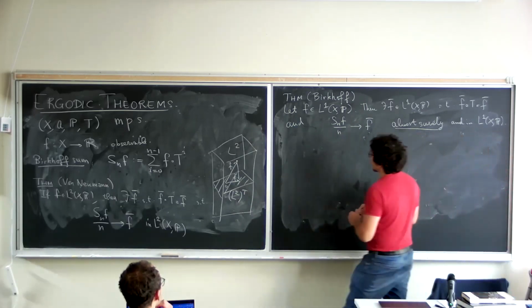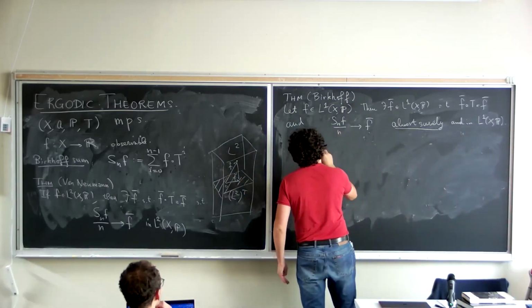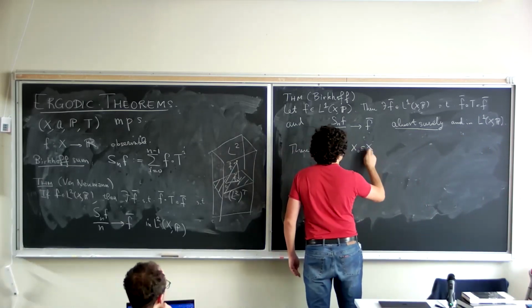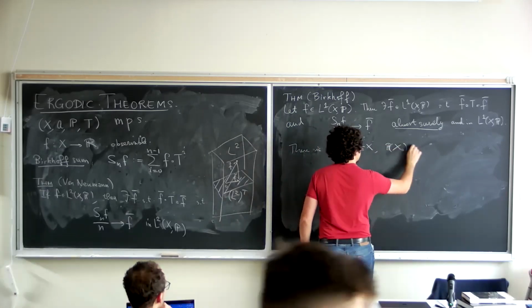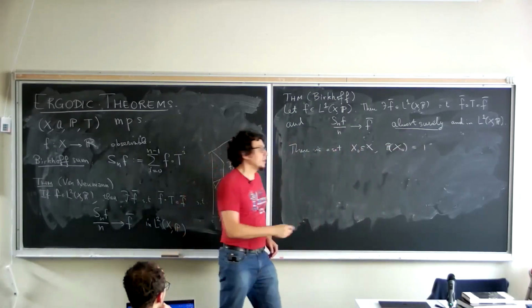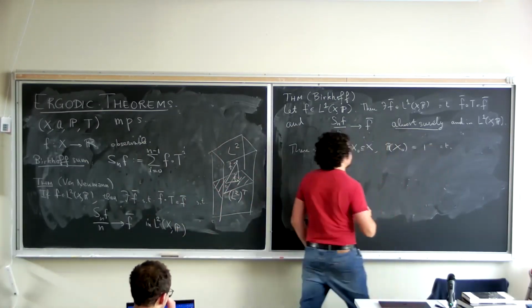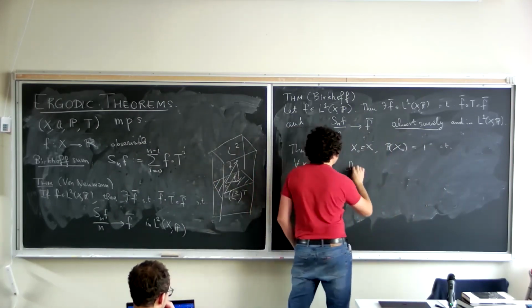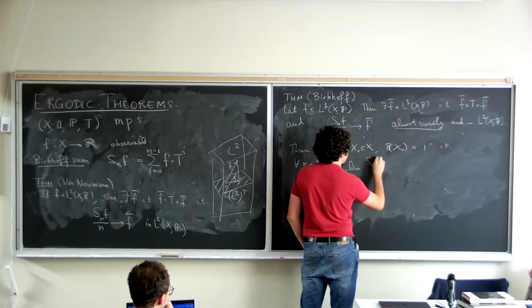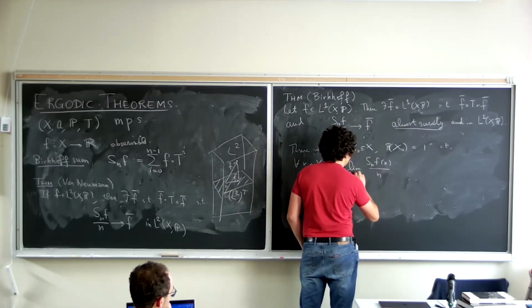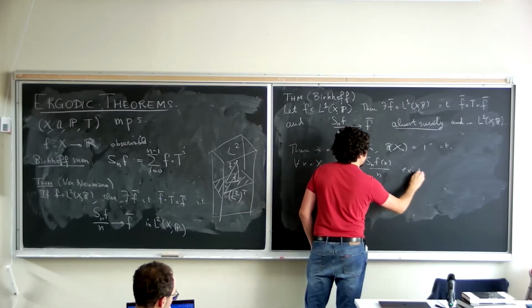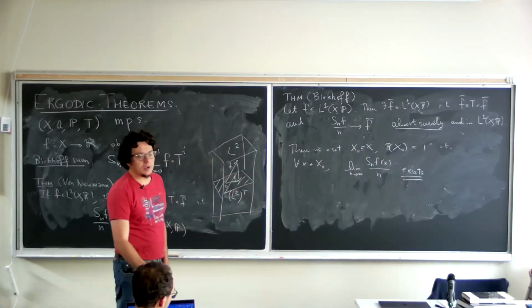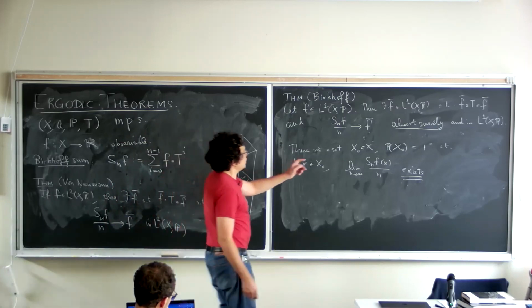So again, what does almost surely mean? It means that there is a set X naught in X, such that it has full probability, and such that for every x in X naught, the limit of S_n f of x over n exists. This is the most important point of this theorem, that it's not just on average.